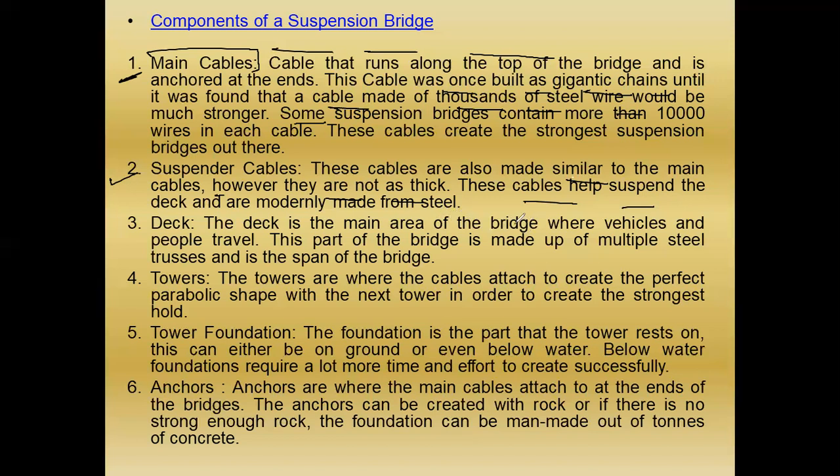That is suspender, vertical cables. Then the deck slab. The deck is the main area of the bridge where the vehicles and the people travel. That is called a deck slab, right? This part of the bridge is made up of multiple steel trusses and is the span of the bridge. Then the tower, that is vertical supports. The towers are where the cables attach to create the perfect parabolic shape with the next tower in order to create the strongest hold, right?